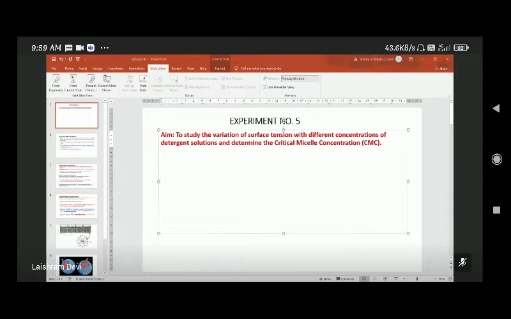And present on the surface, they play a very great role in affecting the surface tension of that particular solvent, right? Hello, is my voice clear?